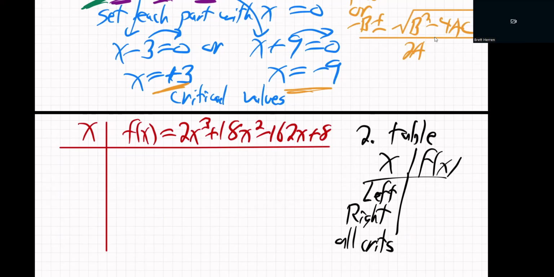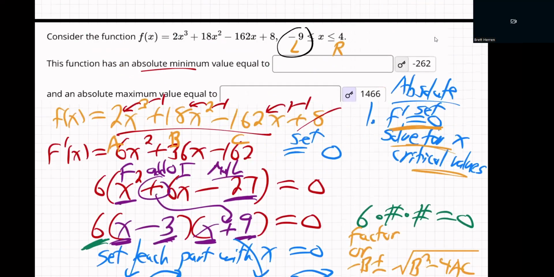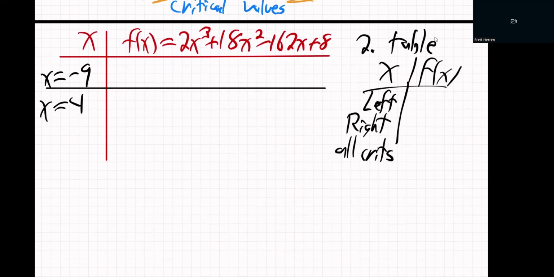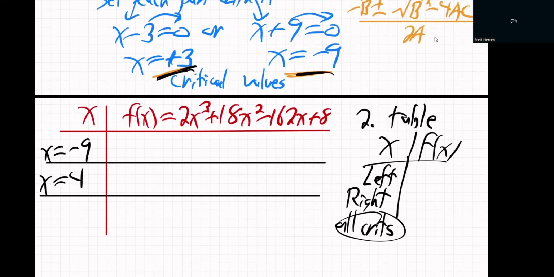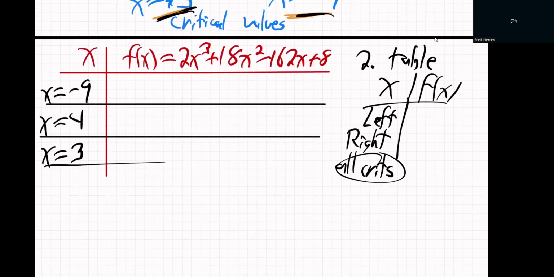Okay, so now we're going to put in the left and the right. So here's the left, here's the right edge. It's an interval. It goes from -9 to 4. So put those in there. x equals -9. x equals 4. And then all critical values. What are my criticals? Here's my criticals: x is 3, and -9. Either order doesn't matter. x equals 3, and x equals -9.